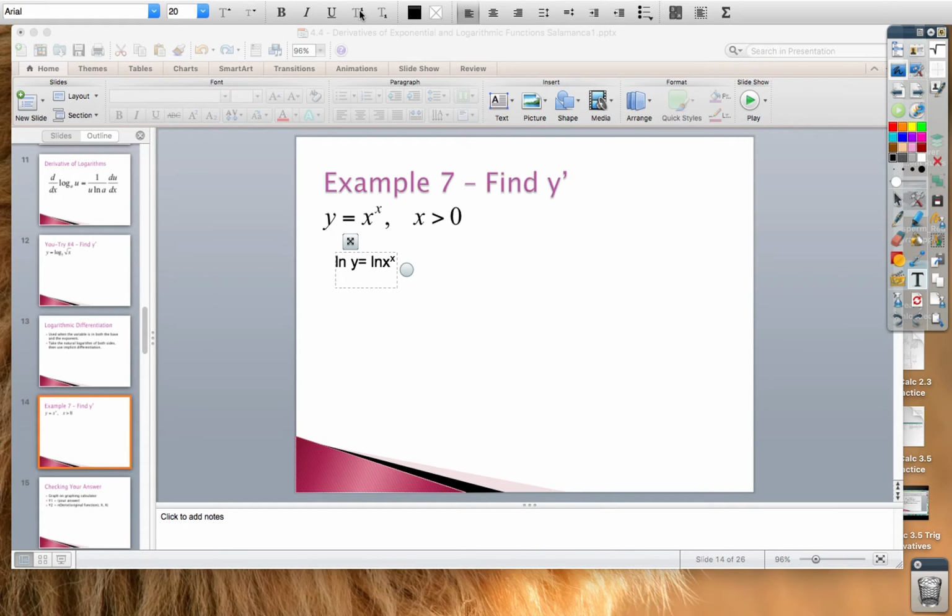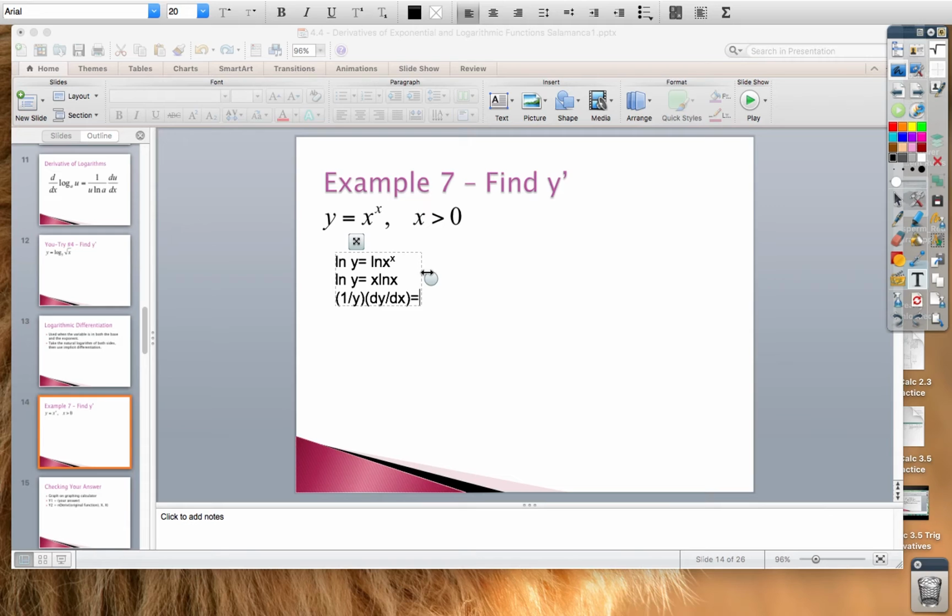Now, because we have that, we can use some of our old rules and write this down as x ln x, because we can move the exponent down. Now we're going to take the derivative. So the derivative of ln y is 1 divided by y dy/dx. Remember, when we take the derivative of any y, we add the dy/dx there.